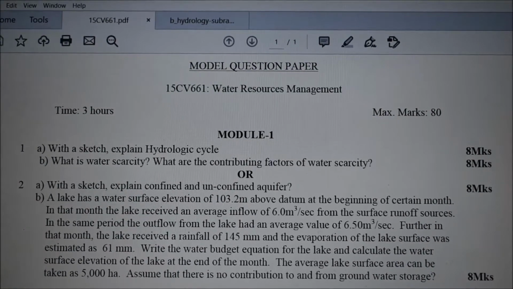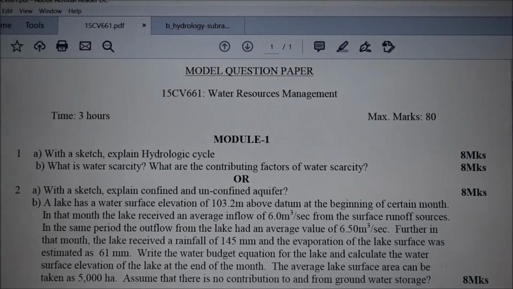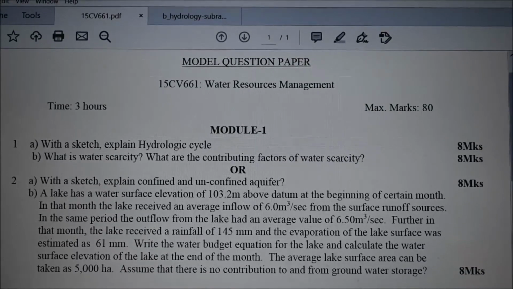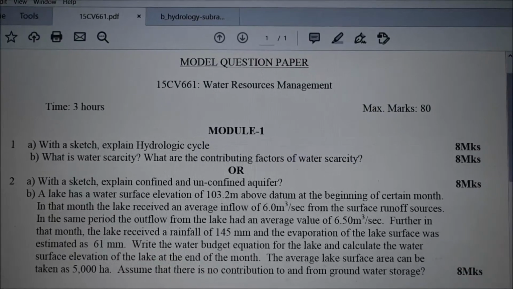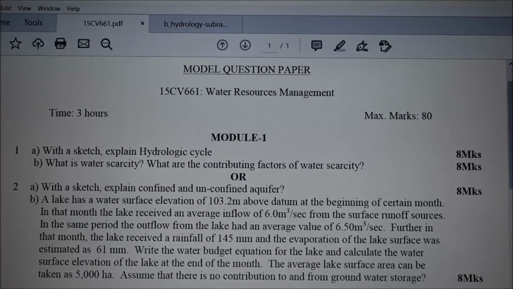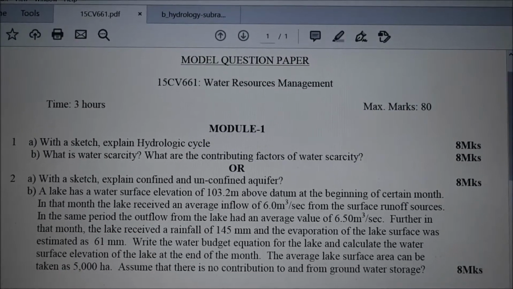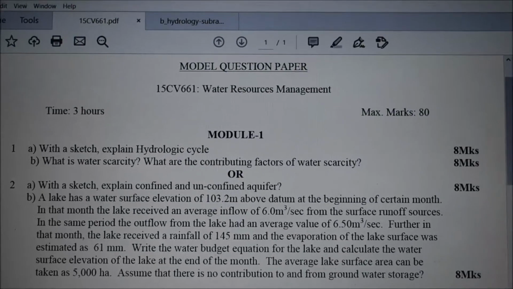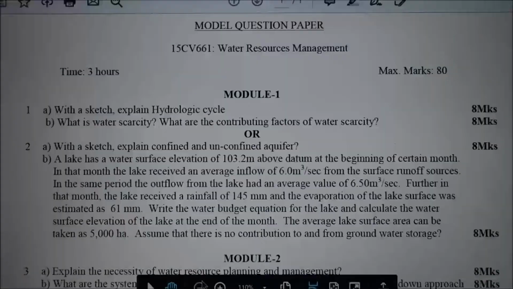Good afternoon, guys. So here we are today to solve a problem on lake water hydrology. This belongs to module 1 of the course Water Resources Management with the subject code 17CV661. Let us have a readout of the problem.